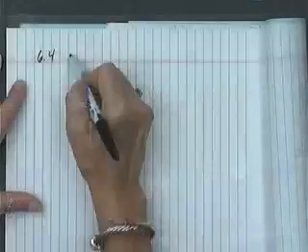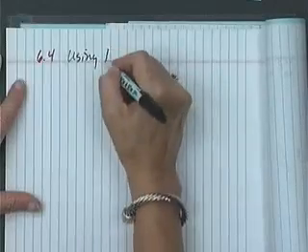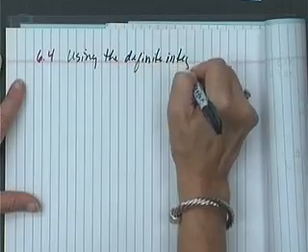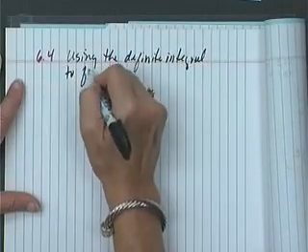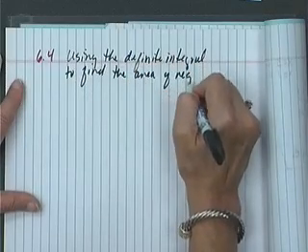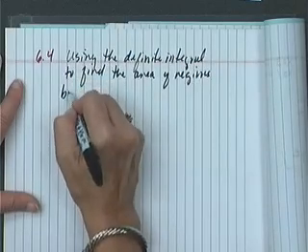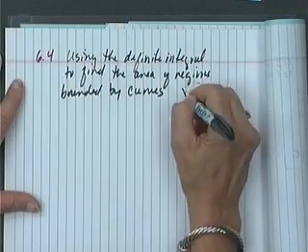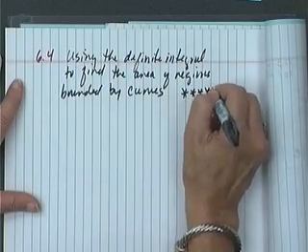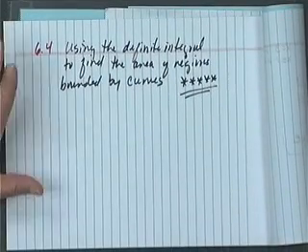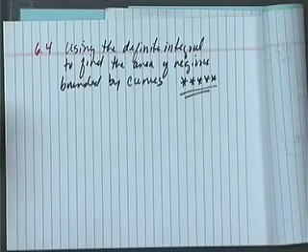This is 6.4, using the definite integral to find the area of regions bounded by curves. I can't think of a test or final exam that did not have this question on it. Does that tell you how important that is? Very important. All right.